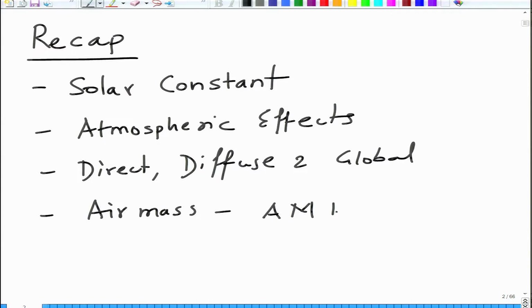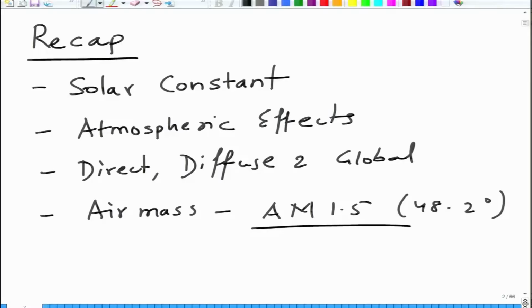As a result, we need to standardize this, and the standard has come about to be AM 1.5, which corresponds to an angle of about 48.2 degrees, which basically averages out the overall rotation of sun throughout the course of the day with respect to, let us say, solar panel. So this is what we take during measurements as well.